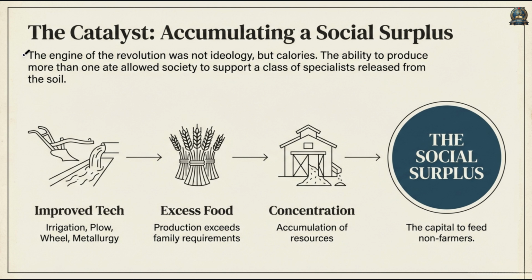Then the engine of the revolution was not ideology but calories. The ability to produce more than one needs allowed society to support a class of specialists released from the soil. Improved technology, irrigation, plow, wheel, metallurgy, excess food production exceeding family requirements, concentration and accumulation of resources, all ultimately lead to social surplus. That means the capital to feed non-farmers.